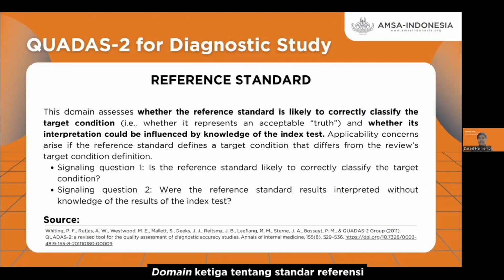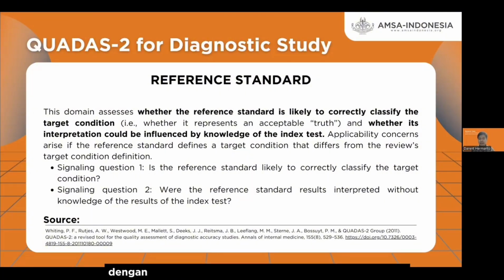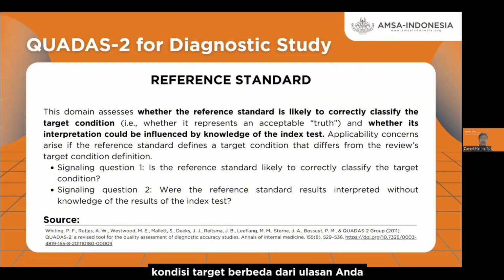The third domain, reference standard. In the reference standard domain, the goal is to determine if the gold standard test used for comparison correctly classifies the target condition. It assesses if the standard represents an acceptable truth and if its interpretation was influenced by knowledge of index test result. Applicability concern arise here if the reference standard defines the target condition differently than your review definition.